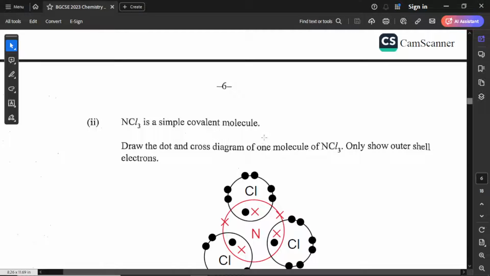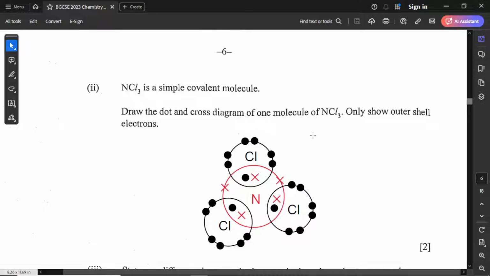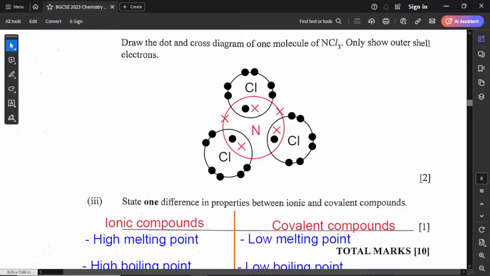Notice it's 2 marks. The answer for part 2 says nitrogen chloride, or you can say nitrogen trichloride, is a simple covalent molecule. It said draw the dot and cross diagram for one molecule of nitrogen chloride, only showing the outer shell electrons. Remember that nitrogen has 5 valence electrons, while chlorine has 7, and they will all form single bonds. How do we know single bonds? Because all group 7 elements only form single bonds, so they are monovalent.